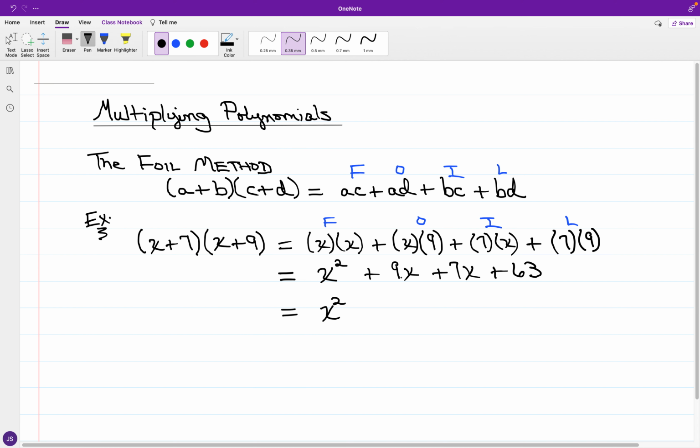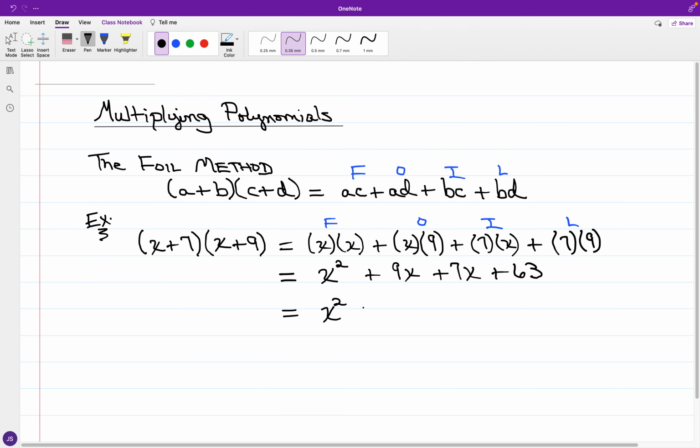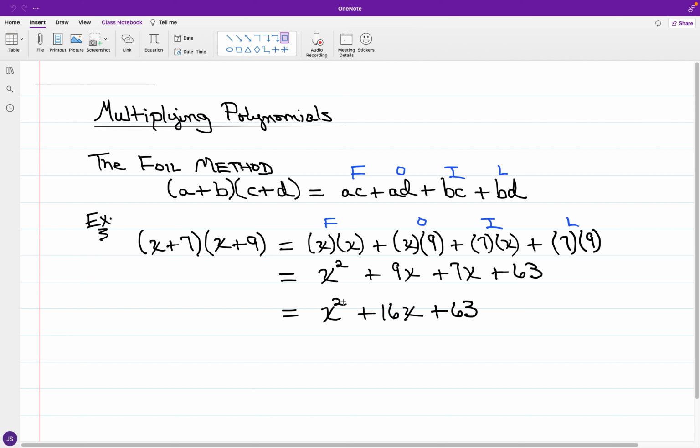So you have 9x plus 7x, which will be 16x. And again, we have 7 times 9 at 63. 63 is the only constant. So for the results, the product of x plus 7 and x plus 9 ends up at x squared plus 16x plus 63.